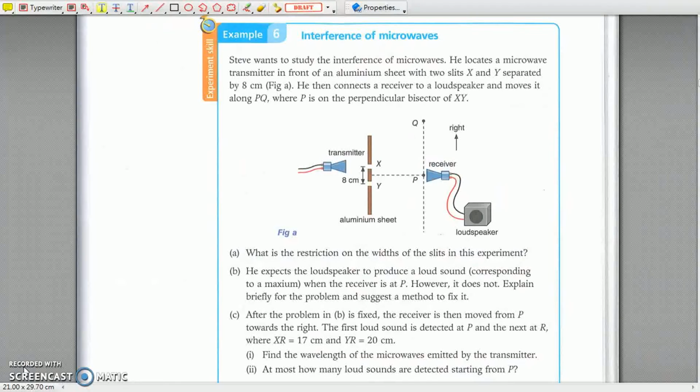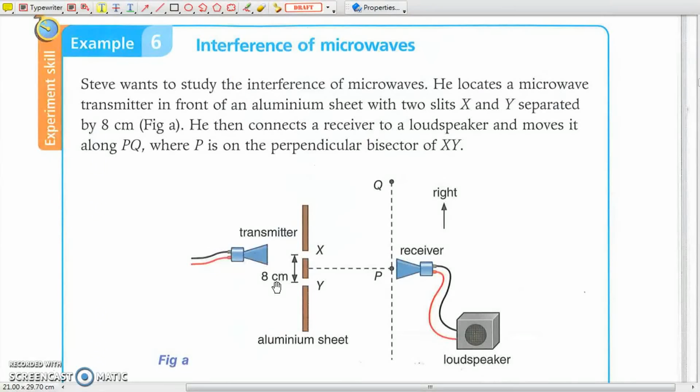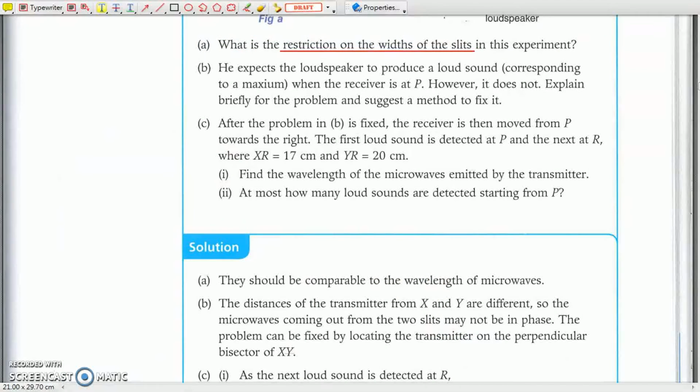Example 6. Interference of microwaves. In this example, the slit separation of a double slit is 8 cm, which is a few times larger than the wavelength of microwaves, and that ensures an observable interference is to be detected. In part A, we have to make sure the microwaves can pass through each slit, and so each slit should have a size comparable to the wavelength of the microwaves.